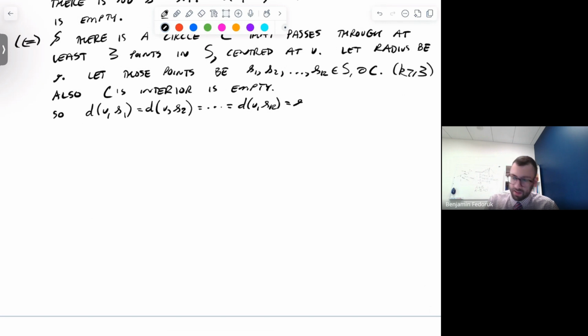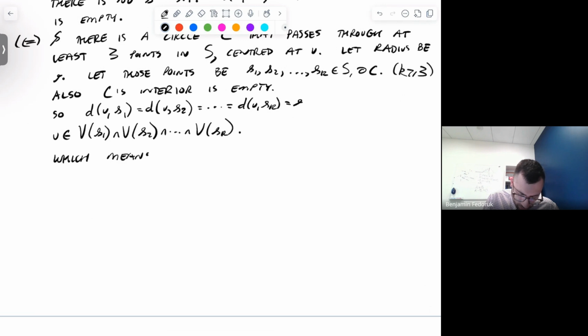And then that means that V is in the Voronoi cell centered at S1, and it's in the Voronoi cell, so maybe I'll write this as an intersection. So we have this, which means that V is a Voronoi vertex. And that concludes our proof.